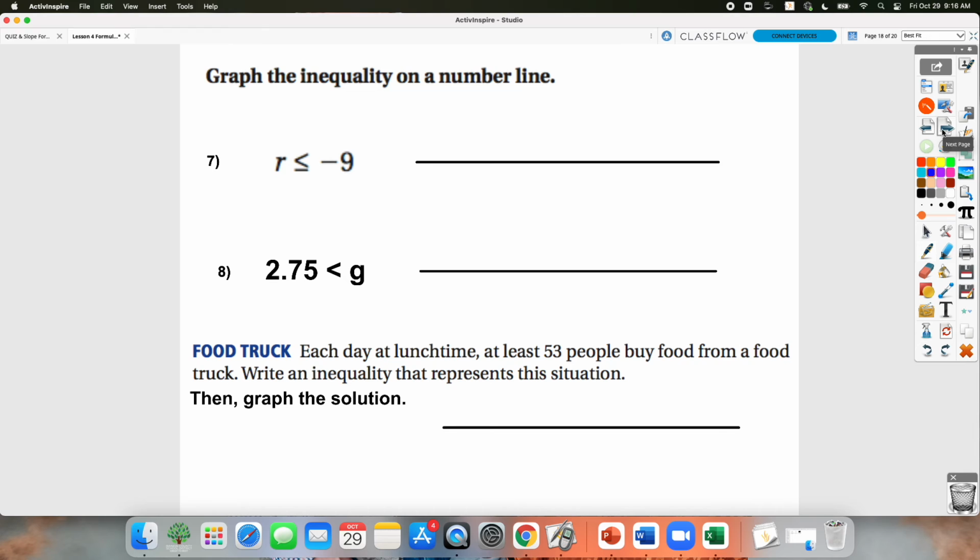Almost done. Graphing a couple. And then we've got a food truck problem. All right, guys. So I think I'm going to let y'all go ahead and do all 3 of these. Number 7, number 8, and that food truck problem. You can work with your tables. I'm going to put 3 minutes on the timer, and I'll be walking around, so if you need any help from me, stop me.